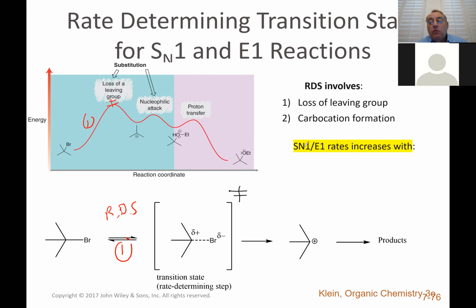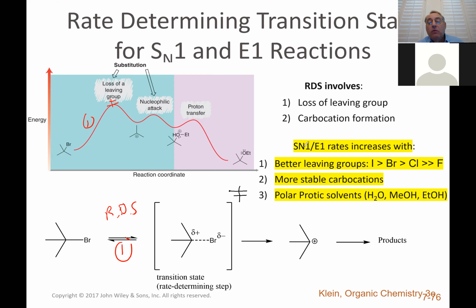Now, the rate of these reactions, the SN1 and the E1, this is what increases their rates, okay? So we saw steric effects strongly affect an SN2 reaction. And the SN1 and the E1 is the same, because it has the same rate determining step. The rate increases with better leaving groups. Why? Because the bond to the leaving group is breaking. So the better the leaving group, the easier it is to break that bond. And the order of leaving group ability is iodide is better than bromide, is better than chloride, which is a heck of a lot better than fluoride.